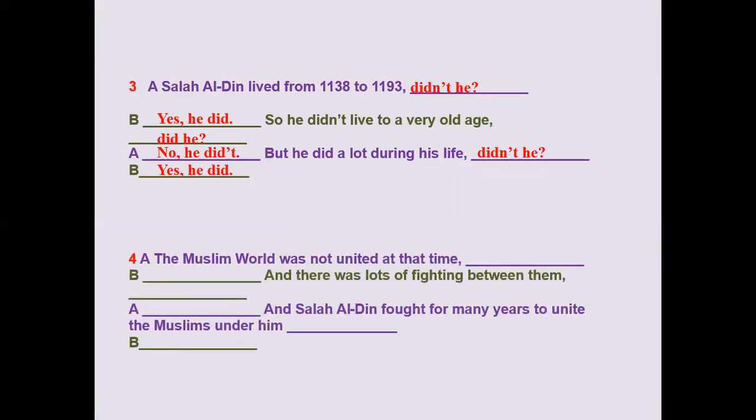The Muslim world was not united at that time. Was not. Wasn't it? Sorry, was not. Was it? Yes, of course. It's negative, so we change it into positive. Wasn't or was not? Was it? That's right. No, it wasn't. And there was lots of fighting between them. Wasn't there? Yes. Wasn't there? Yes, there was.